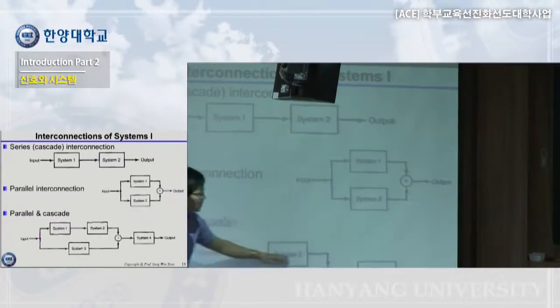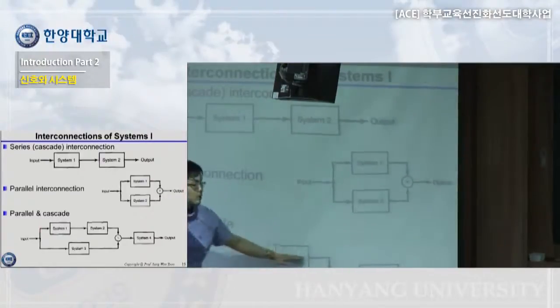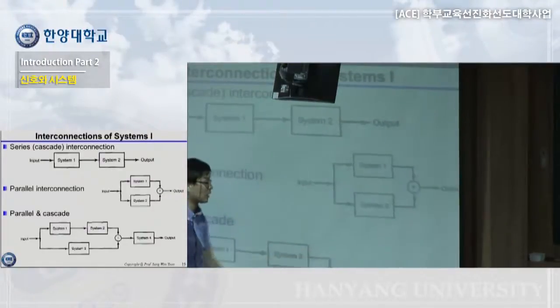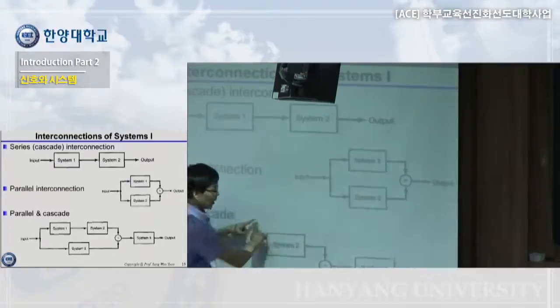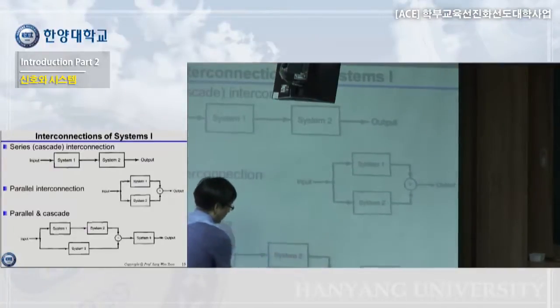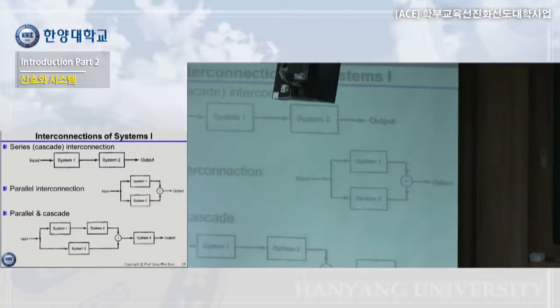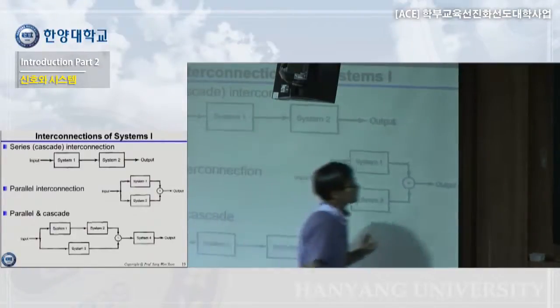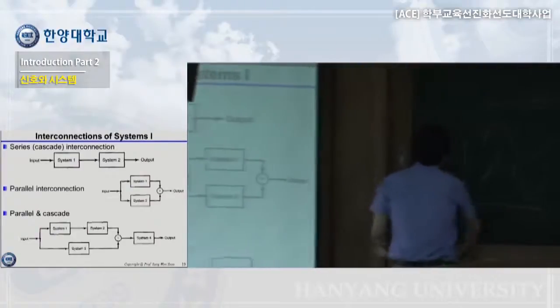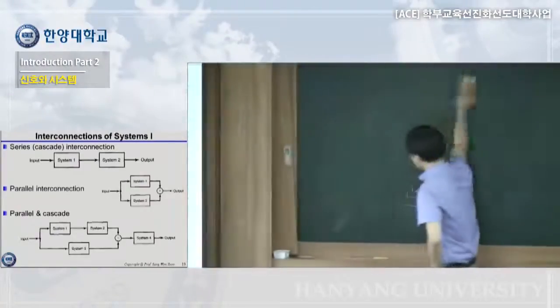We can have both of them, because here this one is parallel, right? But in this line, they can be series or cascaded. So we can have a combination of the two. And this whole system and this system 4 are cascaded, right? So sometimes we define them like this.